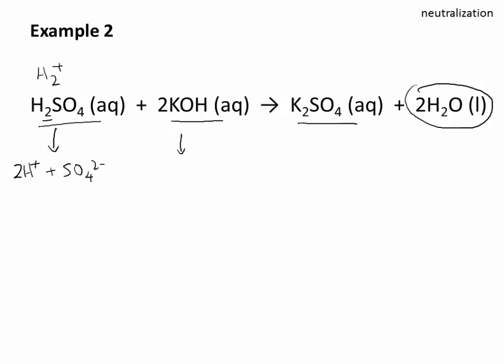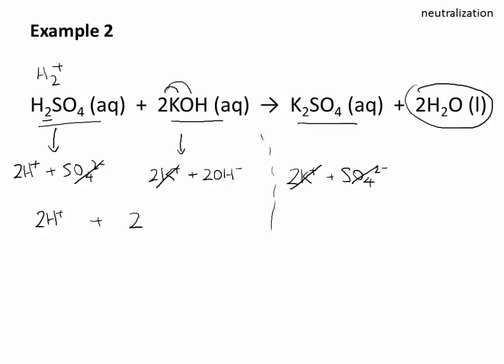Then potassium hydroxide is 2K+. The 2 belongs to the potassium as well as to the hydroxide. So it's 2OH-. And on the other side, 2K+ and SO4 2-. So you compare both sides. K is on the right and on the left. Sulfate is on the left and on the right. So what's remaining is actually 2H+ plus 2OH- give you 2H2O, which is actually not cancelled away, as you can see.